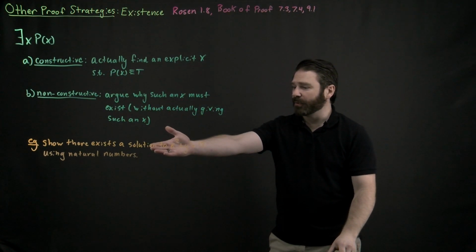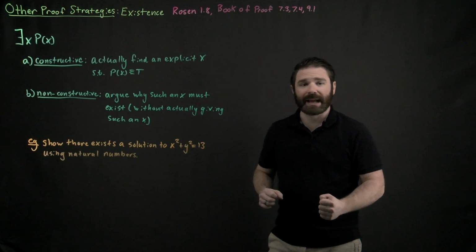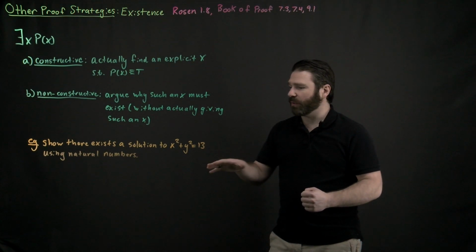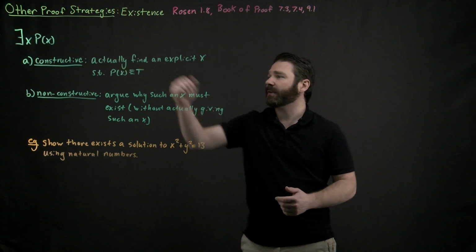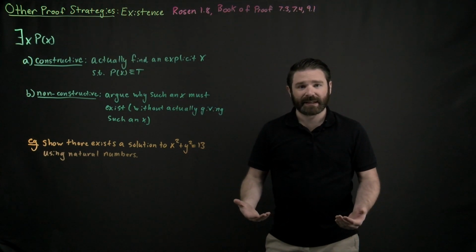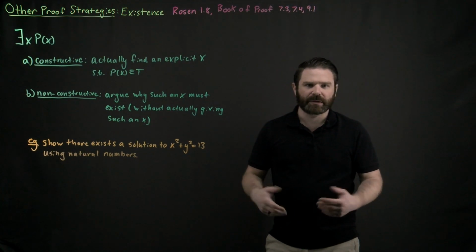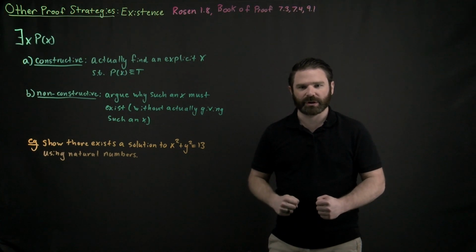So here in this example, we want to show that there exists some solution to this equation, x squared plus y squared equals 13, where x and y are natural numbers. So you can see that this is a statement of there exists an x such that p of x. The statement in this case has two variables, so it'd be more like x and y. So find an x and y such that x squared plus y squared equals 13.